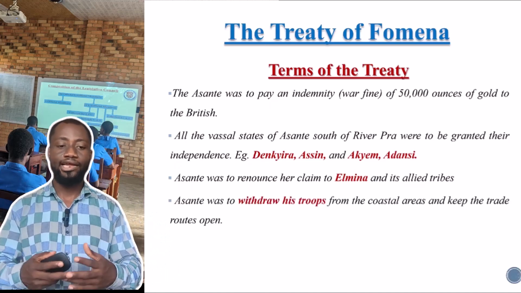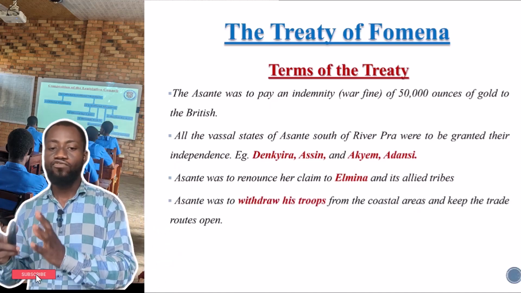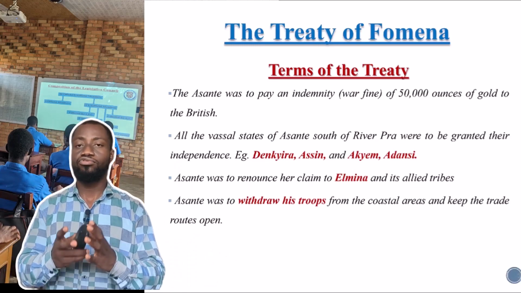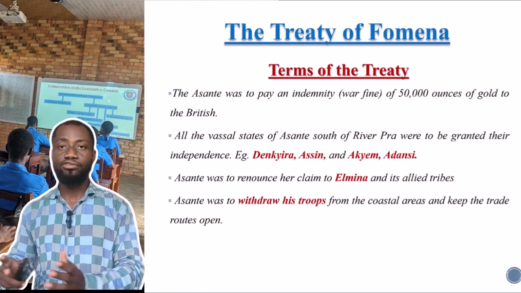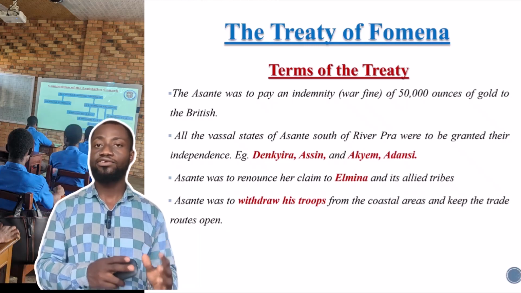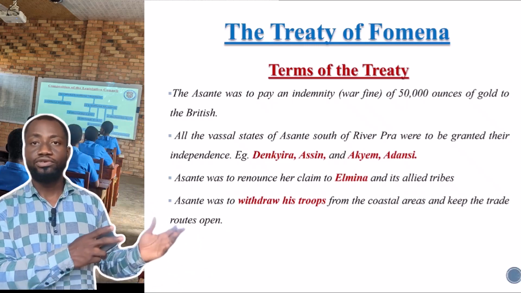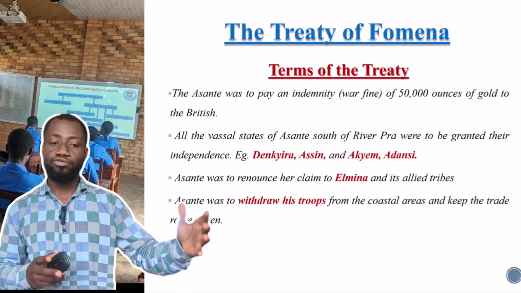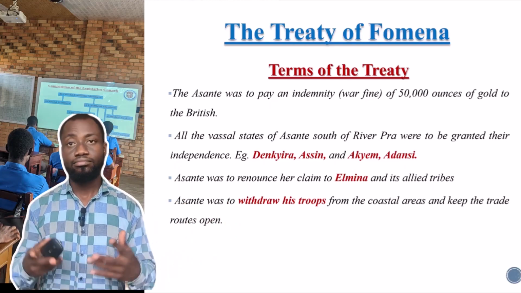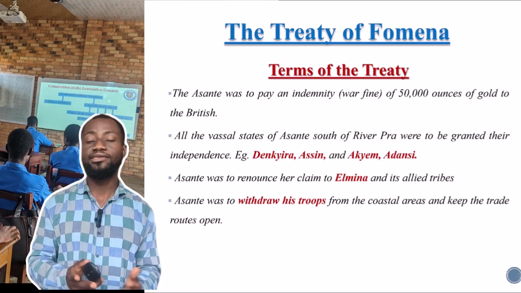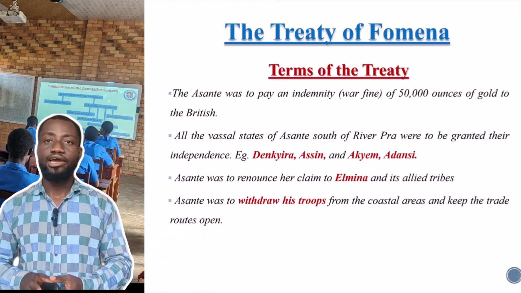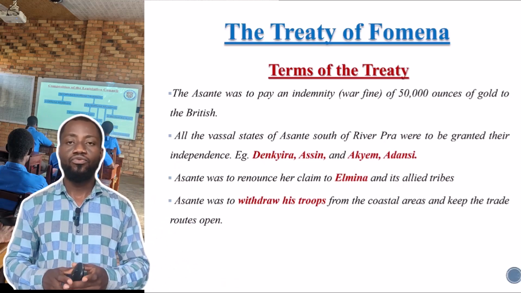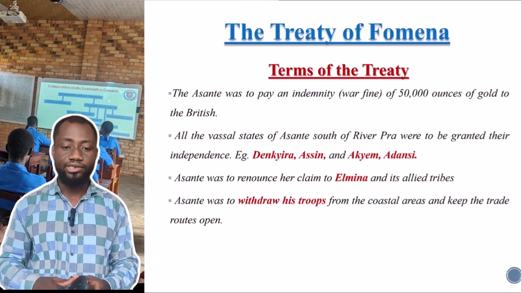The next one was that Asante was to withdraw his troops from the coastal areas and keep the trade routes open. So Asante was to keep the trade routes open and withdraw all his troops from the coastal areas. These troops were actually stationed in the coastal areas to protect Asante traders who were trading along the coast, all right? And they were in some instances intimidating other traders, and also to keep the trade routes open, that everybody should be allowed to trade with the British.